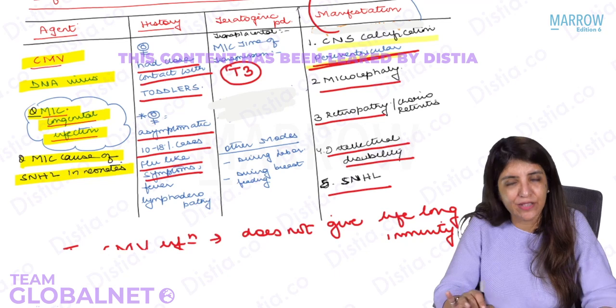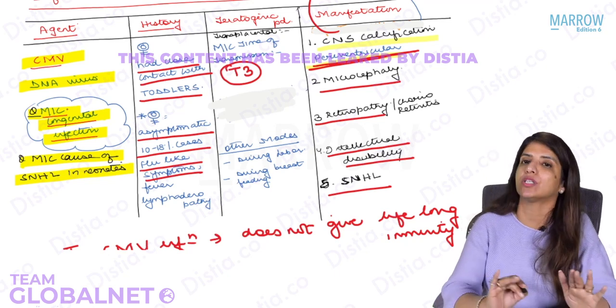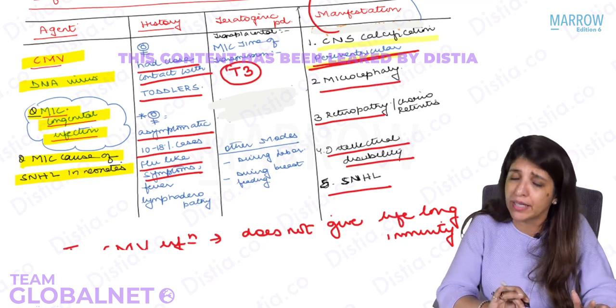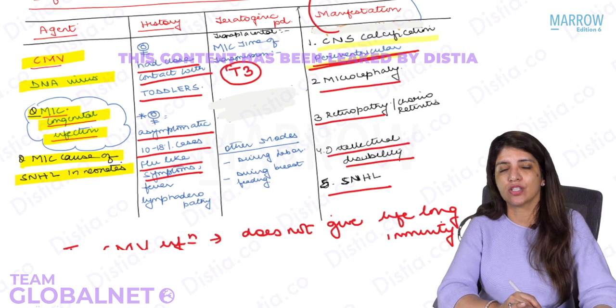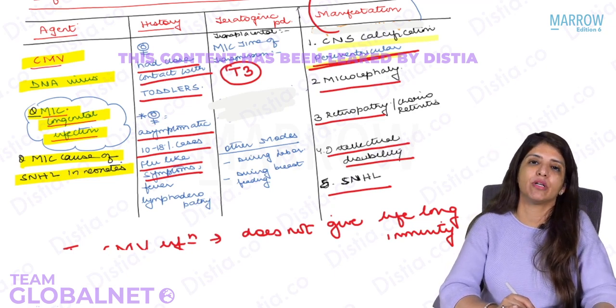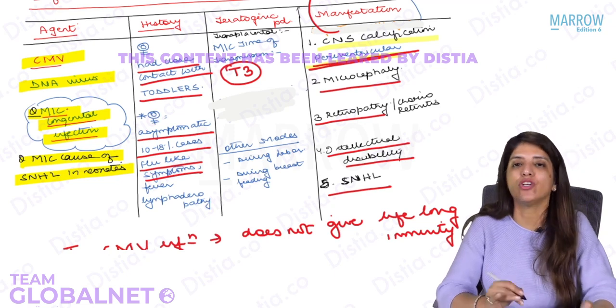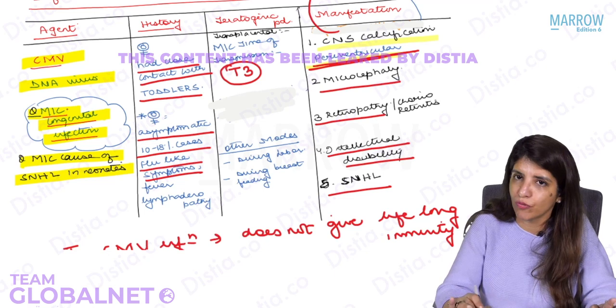As far as calcifications are concerned, you see calcifications in toxo and in cytomegalovirus most commonly. In cytomegalovirus you get periventricular calcifications. In case of toxo you get intracerebral calcifications. And you are going to get sensory neural hearing loss here. Clear to all of you?